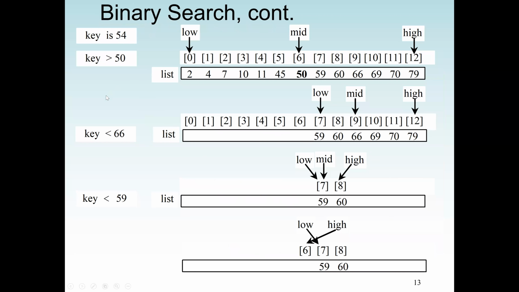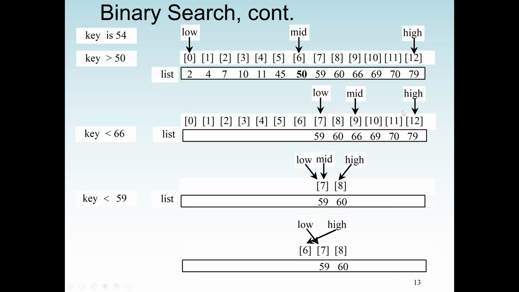This is another example for key 54. Again, the precondition: all the items in the list have been sorted. So we find the middle value is in position 6, the item is 50. Is 50 greater than 54? No. Okay. So we are going to keep items with a value that is greater than 54, which will be from 59.